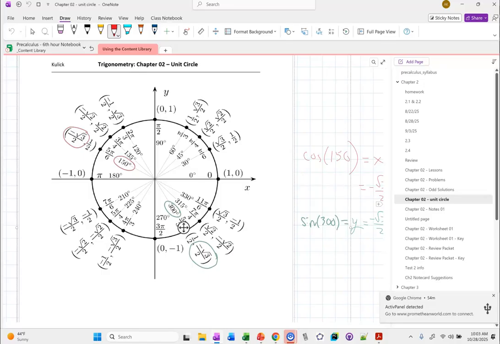So I found 2 pi over 3. I'm going to do y divided by x because it's tangent.